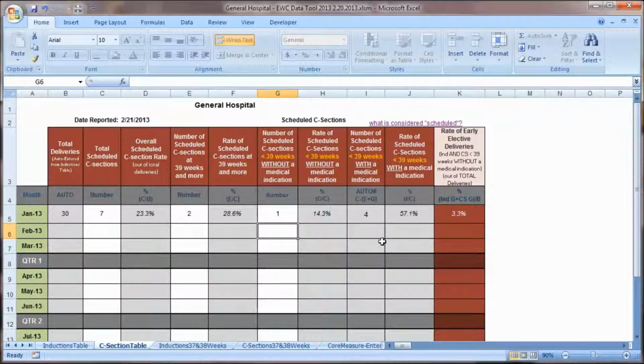Now that I have completed both the inductions and the C-section table, you will notice that a rate appears for the rate of early elective deliveries. This has a denominator of total deliveries, and the rate here is 3.3%. Total deliveries is the denominator that has been used consistently since the beginning of Every Week Counts. It is a different measurement than the Joint Commission core measure PC01, which we'll talk about more in depth when we get to the core measure sheets in the workbook.